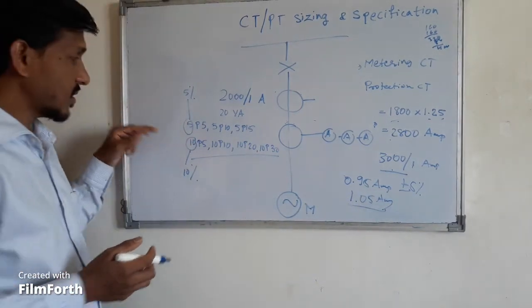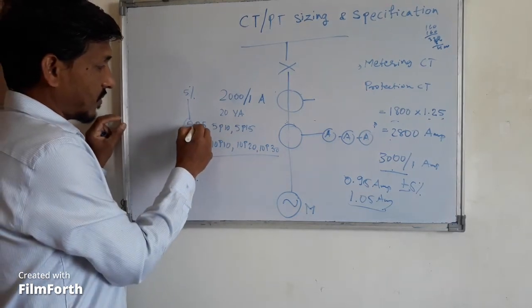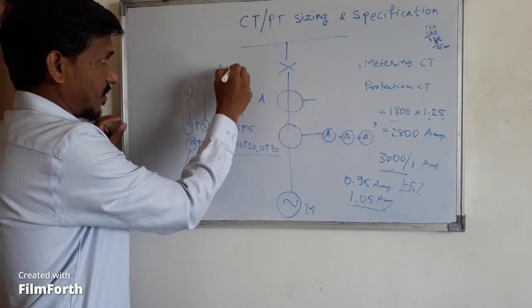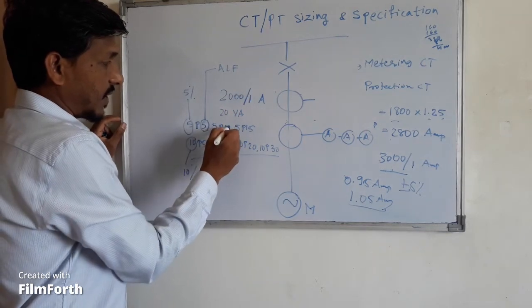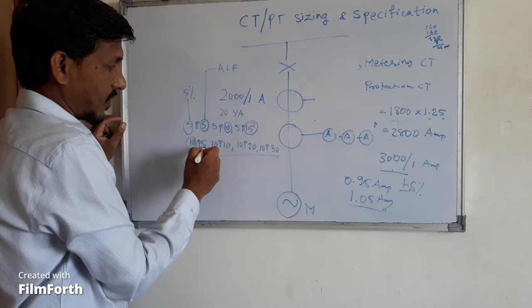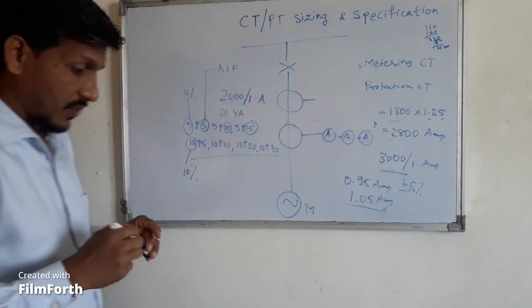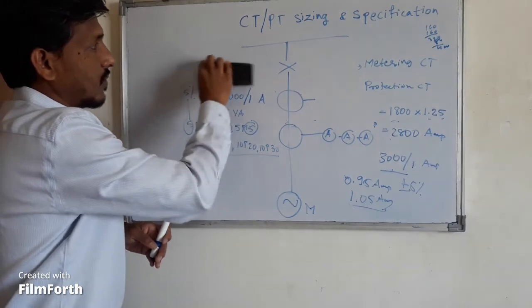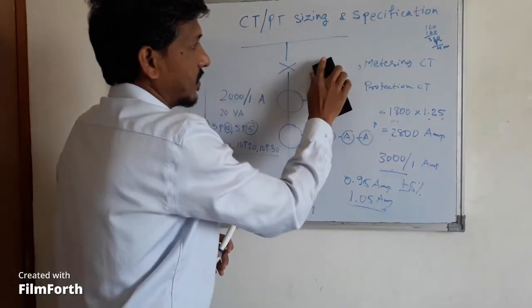This 5P is for protection, and this is for your ALF. This is called the ALF factor. ALF here is 5, 10, 15. Now we will understand what is ALF. It's a very important factor. Try to understand.